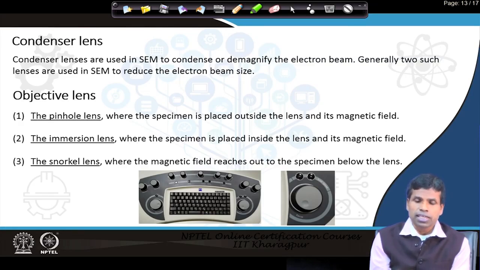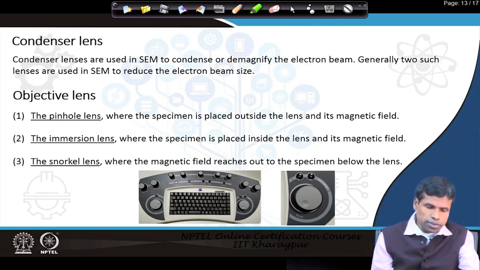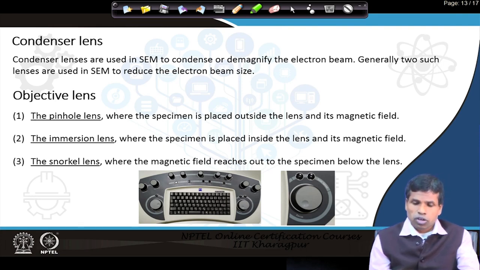In any scanning electron microscope, we have a control panel, like a keyboard, with different knobs. As you see on the right side, as you rotate one of the knobs, you change the current to the lens. As you change the current in the lens, the focal point changes, and then you focus your sample surface. By rotating these knobs, you are able to control the focus point, and that allows you to get a good quality image.